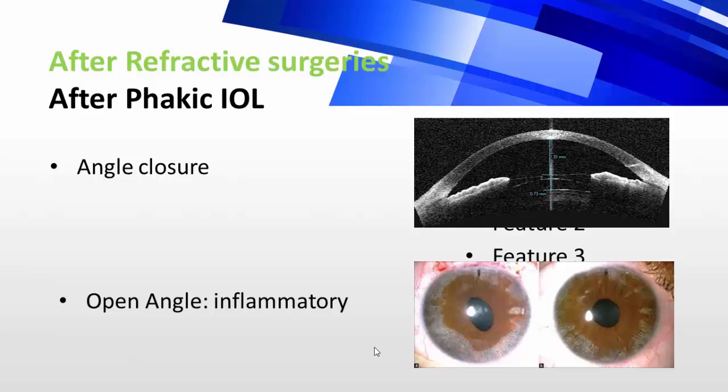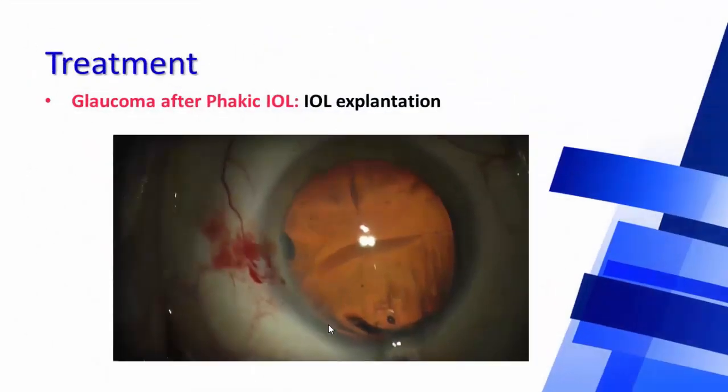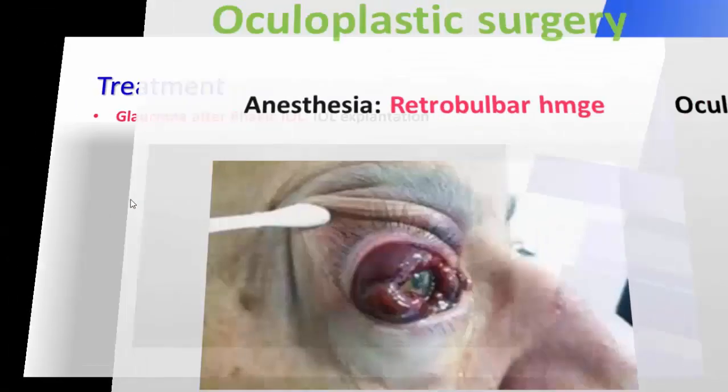After phakic IOL implantation as a type of refractive surgery, the rise of the intraocular pressure can be caused by two mechanisms. Angle closure type: here, the implanted IOL can push the iris and close the angle, especially if the AC was shallow. Another mechanism is inflammatory action caused by the implanted IOL, leading to open angle glaucoma due to inflammatory cells blocking the trabecular meshwork pores. The main treatment of glaucoma after phakic IOL is IOL explantation.